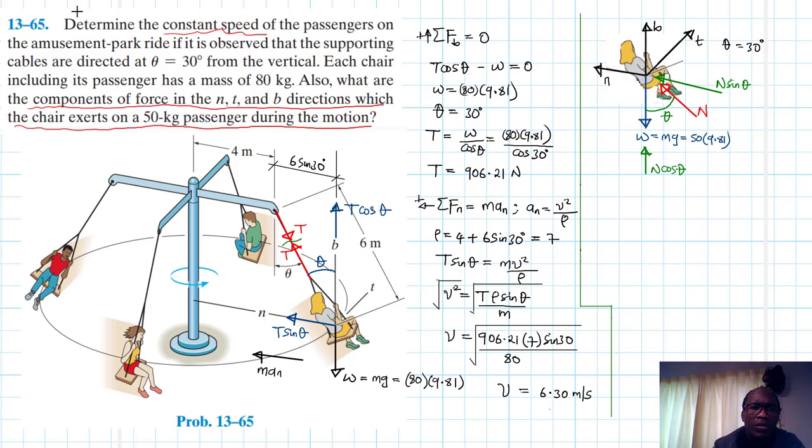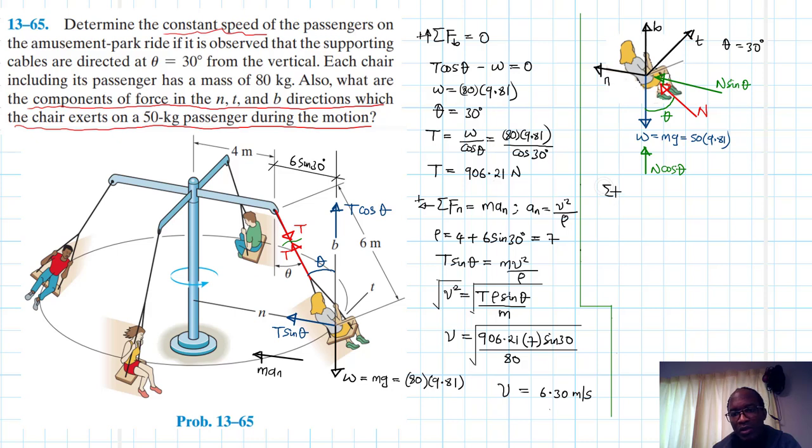So we want to find n in the n, t, and b components while the passenger is in motion. So let's check out n. We try to find n using two ways. We can find it along the b axis as well as along the n axis, because n is only in the b-n plane. The normal force is only in the b-n plane or n-b plane. Okay, so we expect no component along the t axis of n. So let's apply the equations of motion.